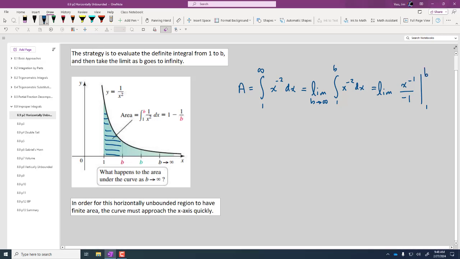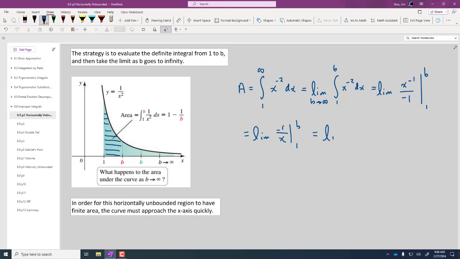All right, so now we plug in our limits of integration. The limit symbol is still just waiting out in front. Let's simplify the inside there. Let's get rid of that negative exponent. So this is going to be minus 1 over x from 1 to b. We plug in our upper limit, plug in our lower limit, take the difference. Limit is still there, so it's minus 1 over b. Minus a minus is plus. And we're plugging in a 1, so it's going to be plus 1. So we end up with that.